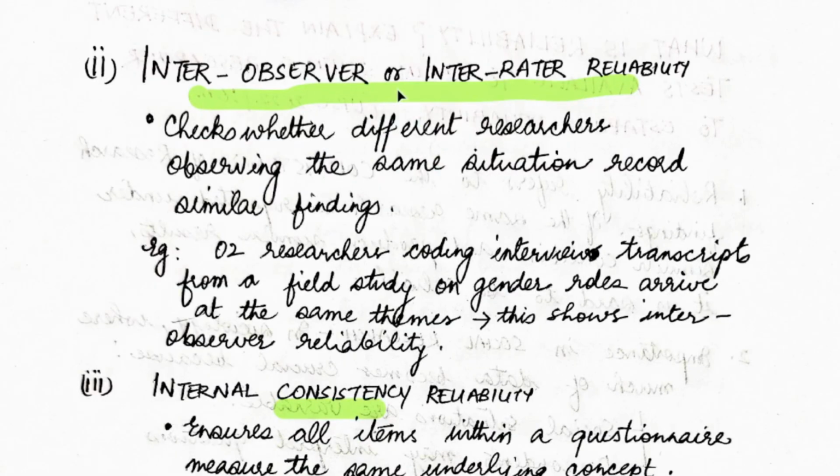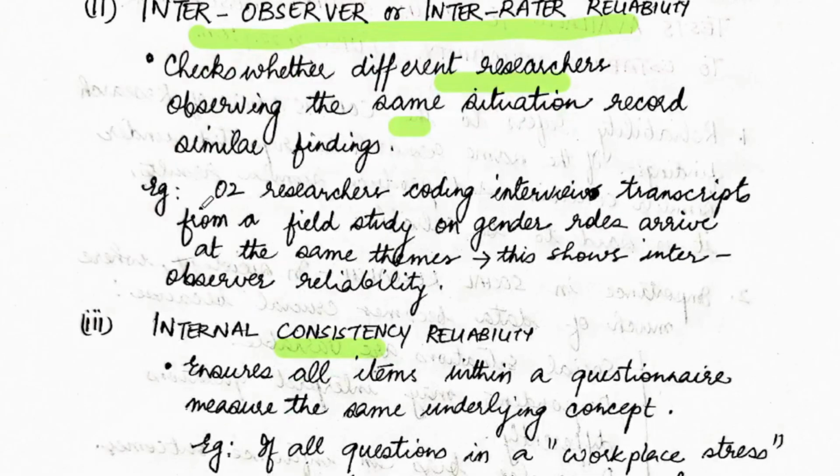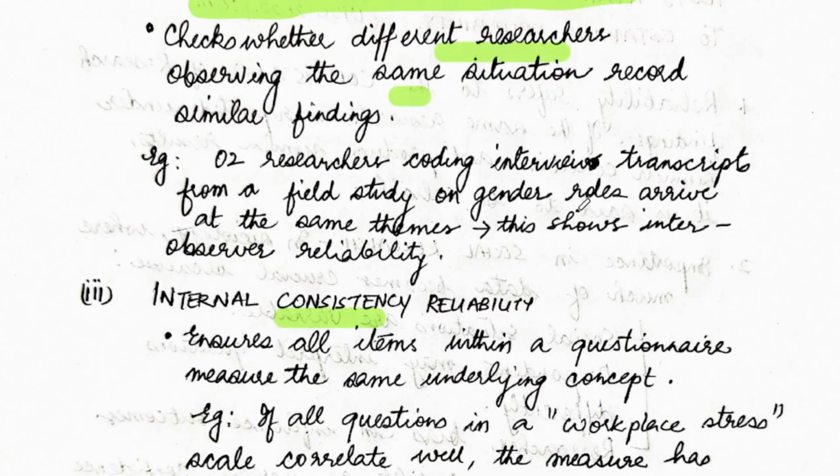Next, we come to inter-observer or inter-rater reliability. What does it do? It checks whether different researchers observing the same situation record similar findings. For example, 2 researchers coding interview transcripts from a field study on gender roles arrive at the same themes.